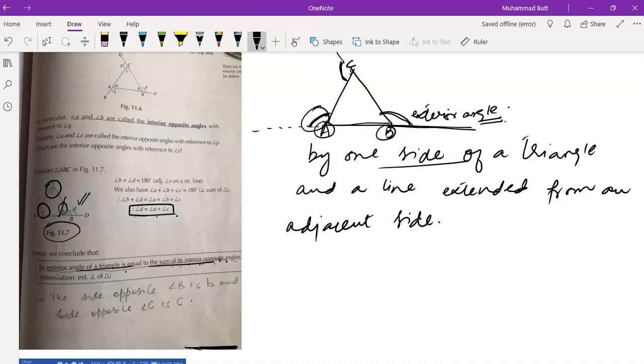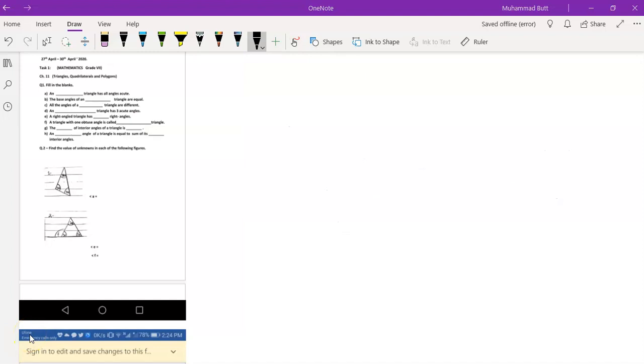Now we have discussed the properties of triangles, and now we'll solve the assignment which has been given to you. Question number 1 is fill in the blanks. Part A: dash triangle has all angles acute. We have discussed it before, that an acute angled triangle is the triangle in which all the angles are acute. All angles are less than 90 degrees.